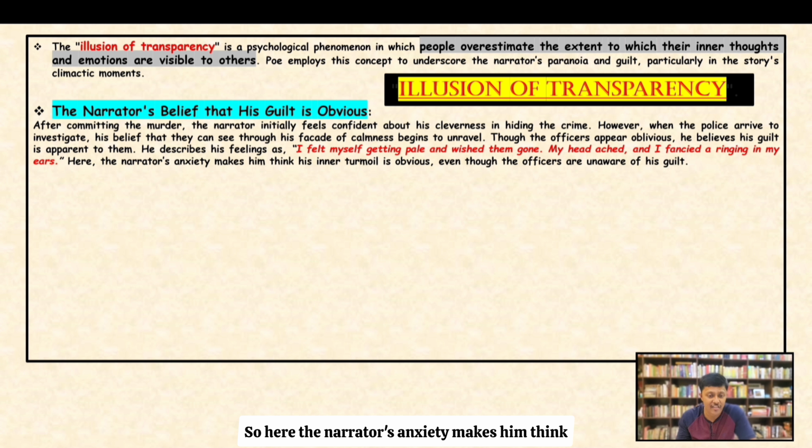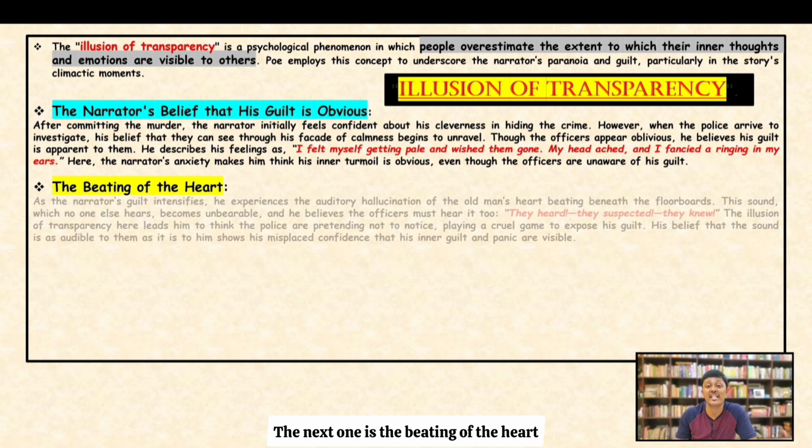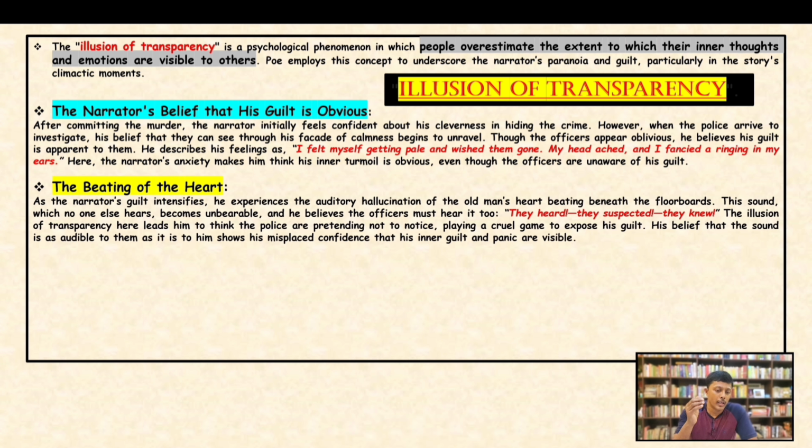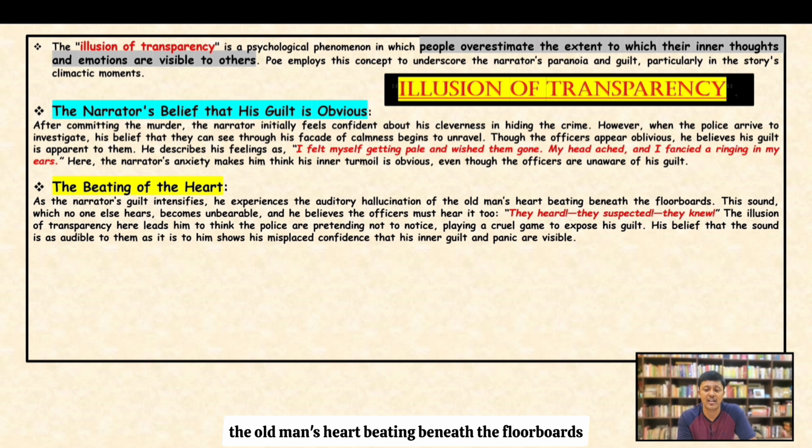So here the narrator's anxiety makes him think that his inner turmoil is obvious, even though the officers are unaware of his guilt. The next one is the beating of the heart, the old man's beating. Now, the narrator's guilt intensifies. He experiences the auditory hallucinations that I told you about, the old man's heart beating beneath the floorboards. This sound, which no one else can hear, becomes unbearable, and he believes the officers must hear it too. They heard, they suspected, they knew.